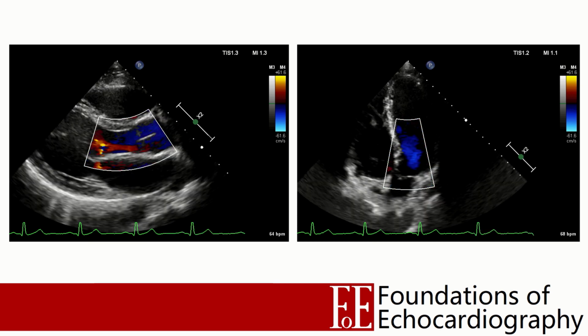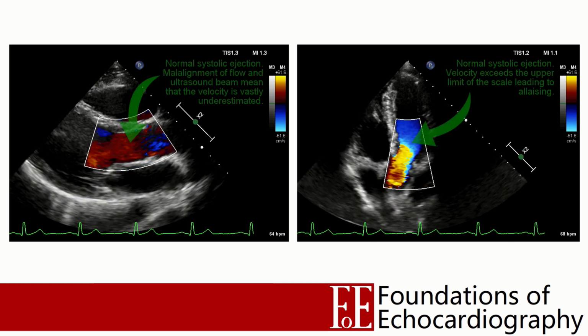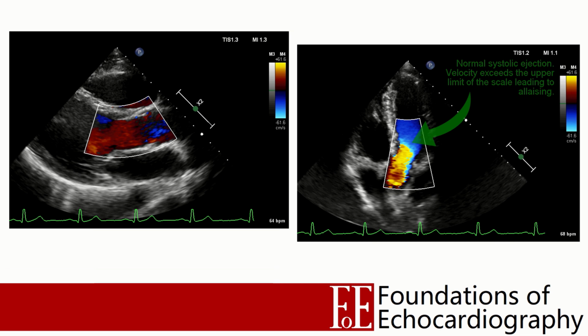Having said that, when the ultrasound beam and flow of blood are well aligned, and hence the velocity is not underrepresented, even normal low velocity flow tends to exceed the upper limit of the scale, as we can see in the apical 5-chamber view, where aliasing is occurring. By contrast, abnormal flow within the heart is frequently high velocity.